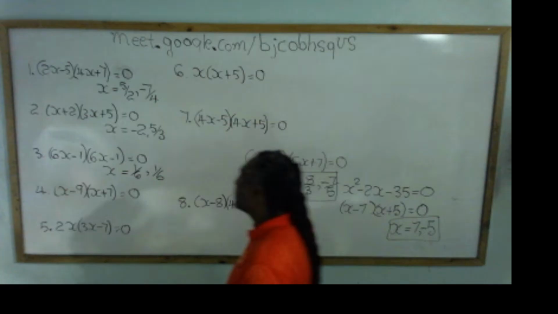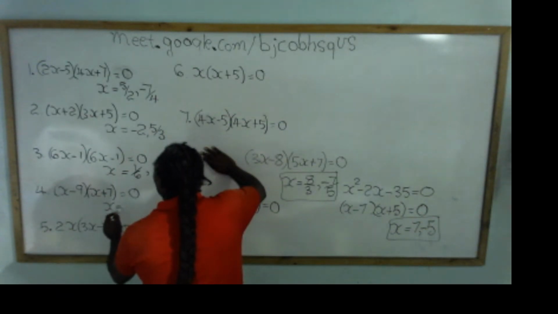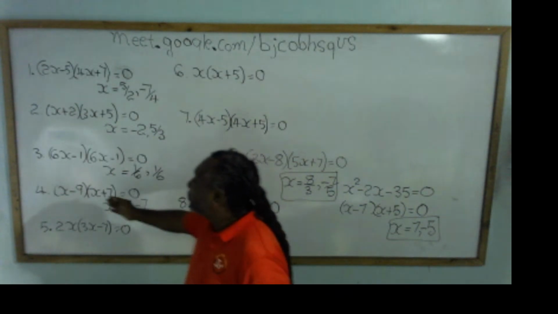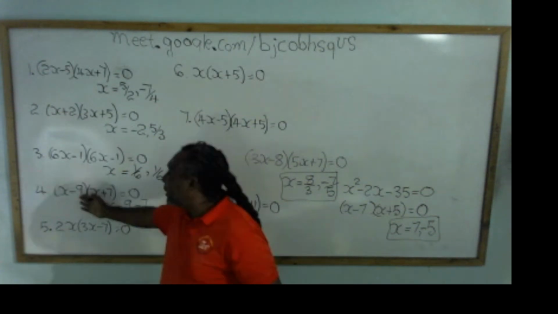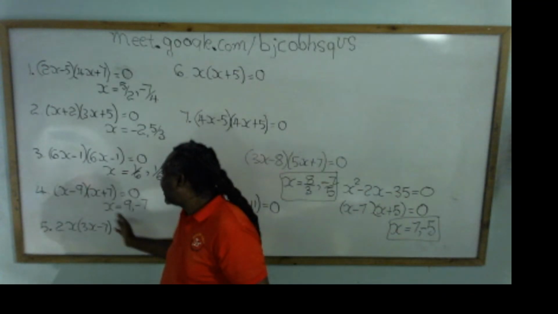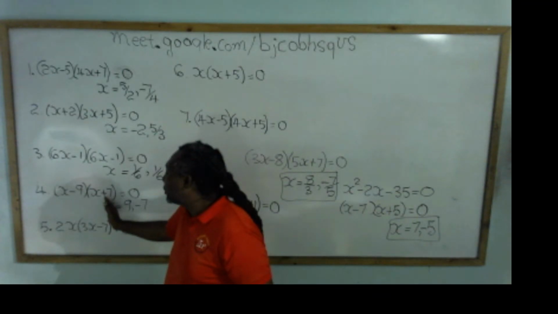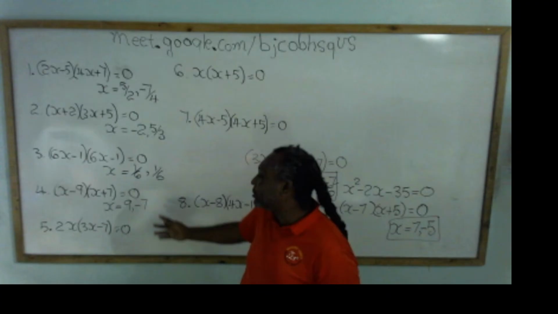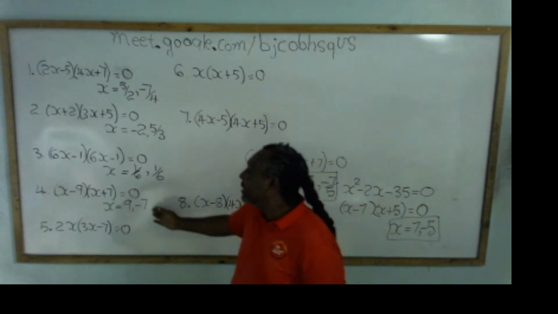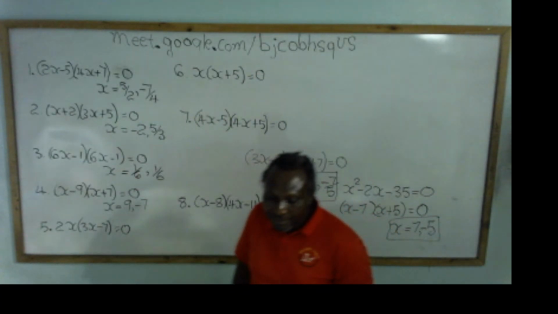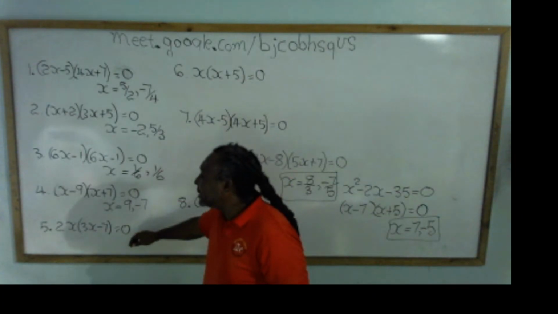So x is equal to 9 and negative 7. We just need to eliminate this negative 9 by adding 9, so we get a positive 9, and we just need to eliminate this 7, positive 7 by subtracting 7, and we have a negative 7 right there. So let's go for this one. Let's see what you will make of it.